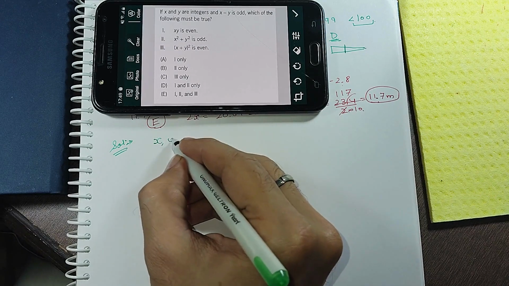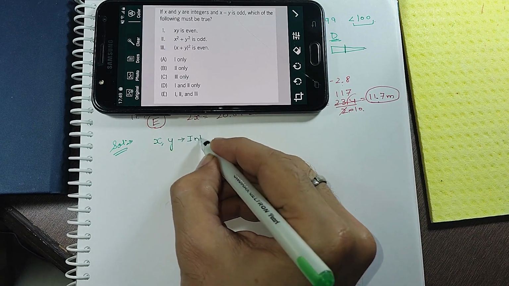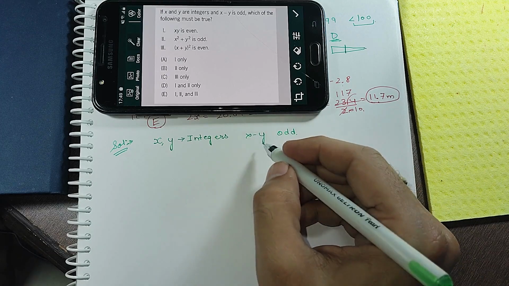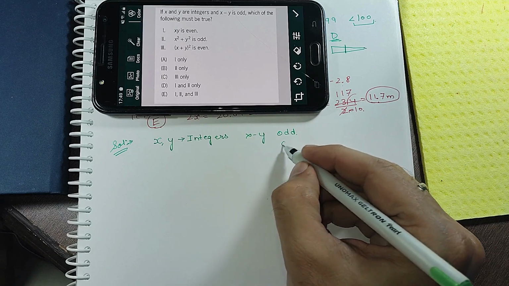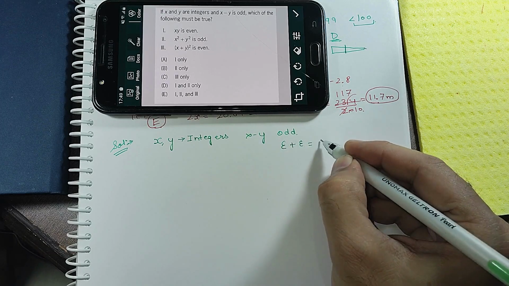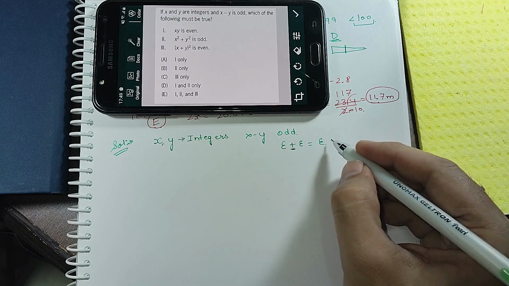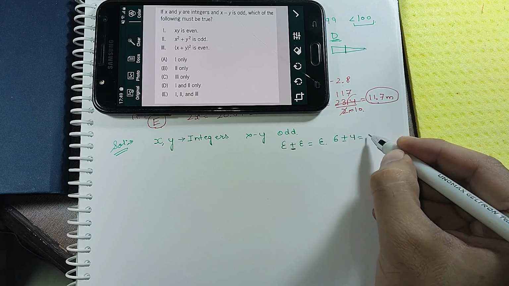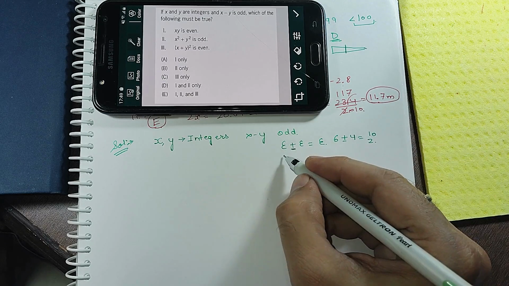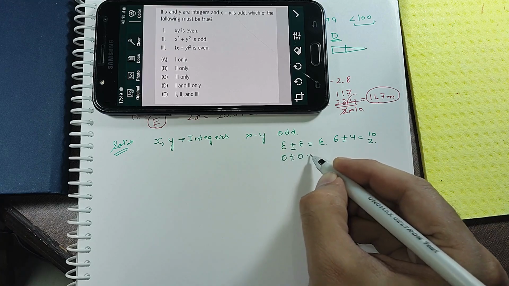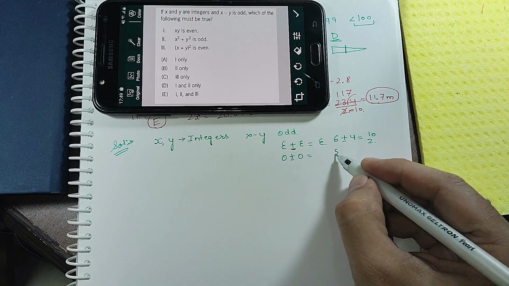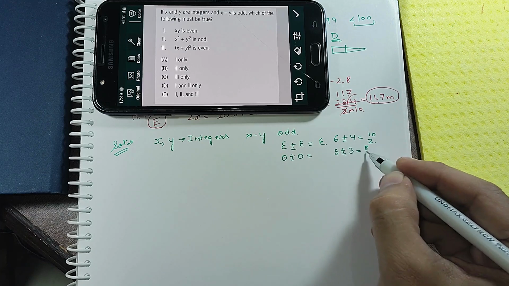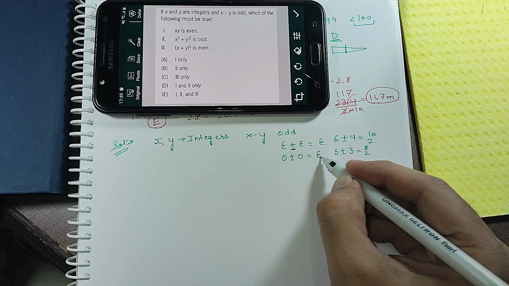Now, the first condition given to us is that x and y are integers, and x minus y is odd. If we dive a little into this case, we know that even plus or minus even always gives us an even number. For example, 6 plus or minus 4: either it is 10 or it is 2. The second case is odd plus or minus odd. Let us have an example: 5 plus 3 is 8 and 5 minus 3 is 2. So odd plus or minus odd also gives us an even number.